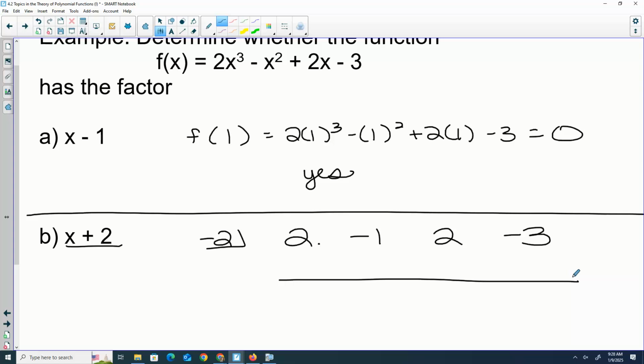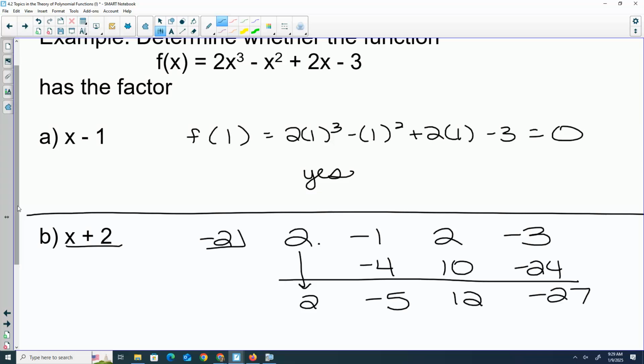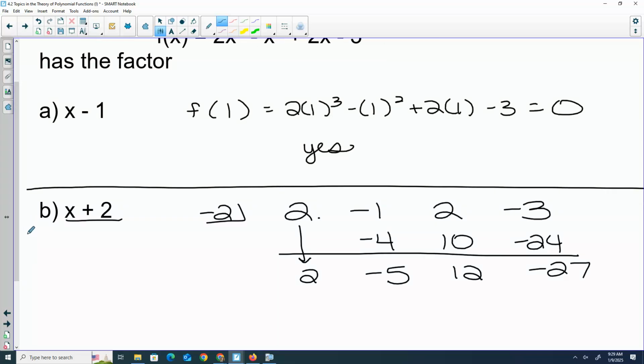And so then, to do our synthetic, the first number just comes straight down, and then we multiply and add. 2 times -2 is -4, -1 plus -4 is -5. -5 times -2 is 10, 2 plus 10 is 12. 12 times -2 is -24. -3 plus -24 is -27. So is this one a factor? No.